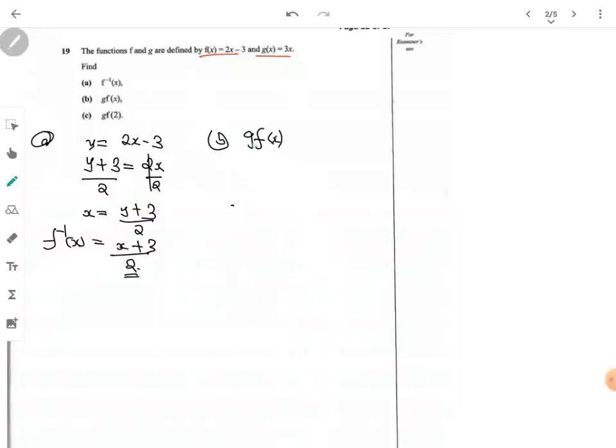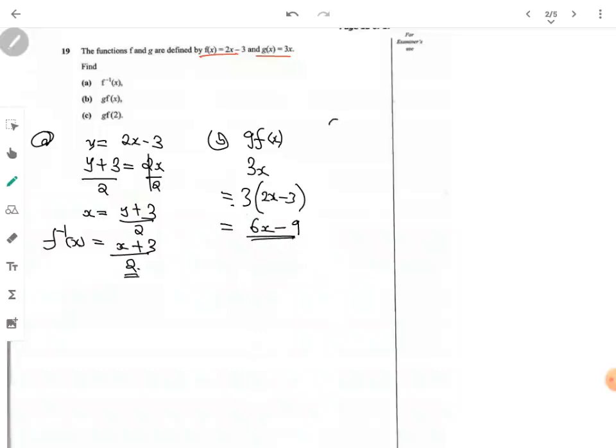Then B says, find g of f of x. What this means is that in the function of g, which is 3x, where there's x, you put the function of f. So say 3, where there's x, I'll put this function f, 2x minus 3. That's all. Then I'll expand, give me 6x minus 9.